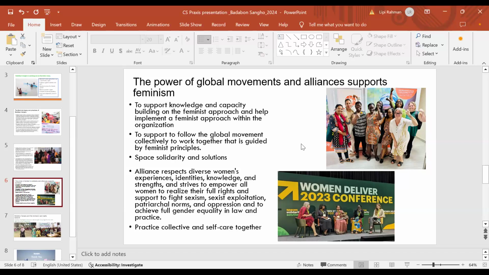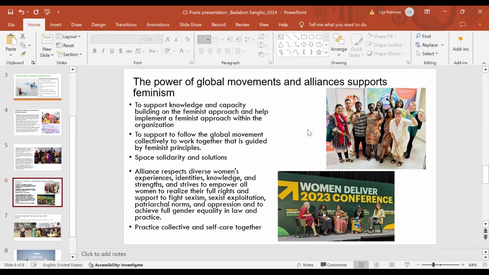examples that they are the front defenders and frontline workers, but they are not getting the support, and they are not getting the resources. They are not being recognized, and their decisions are not taken seriously. That's where we are working, so that these global movements and alliances work together to highlight these grassroots women-led organizations.